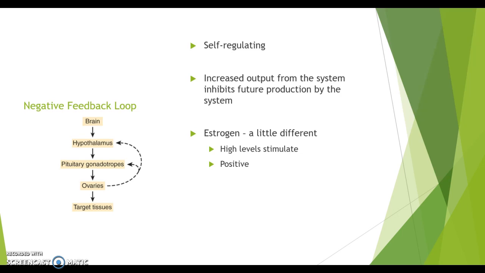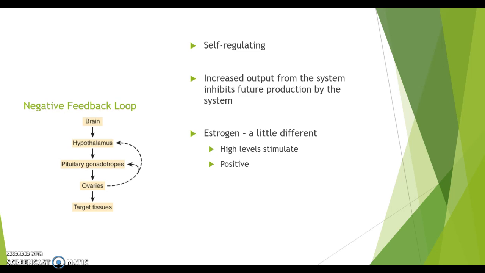So a little review about negative feedback loops. Negative feedback loops are self-regulating. They pretty much are keeping substance levels within homeostatic levels. In this case, we're talking about hormones. So one organ secretes a hormone, which then stimulates the secretion of another hormone. And when that second hormone reaches levels that are too high, it actually shuts off the secretion of the first hormone. So that's the negative feedback loop.